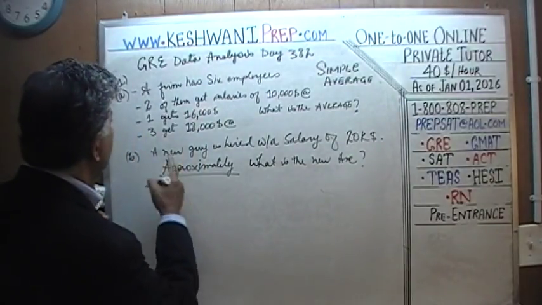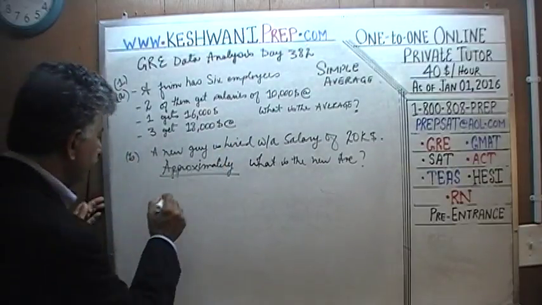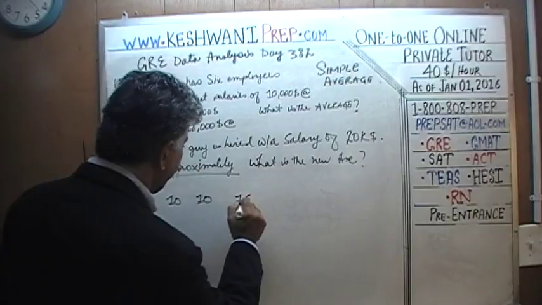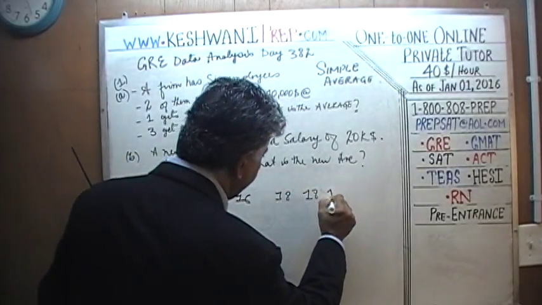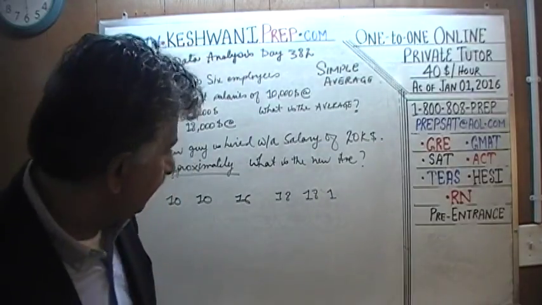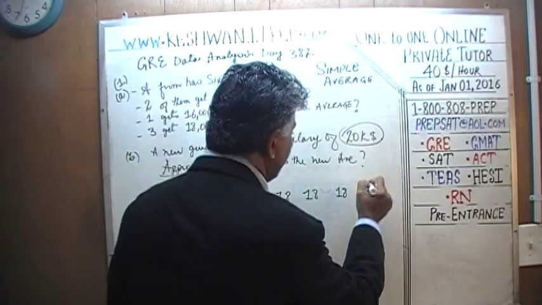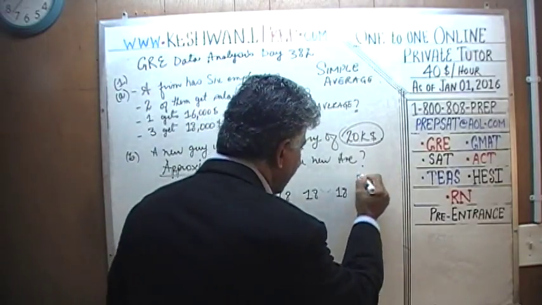So we had 2 with 10,000. We had 1 guy with 16,000. We had 3 people with 18,000. And a new guy is hired with a salary of 20,000. This is a new guy.